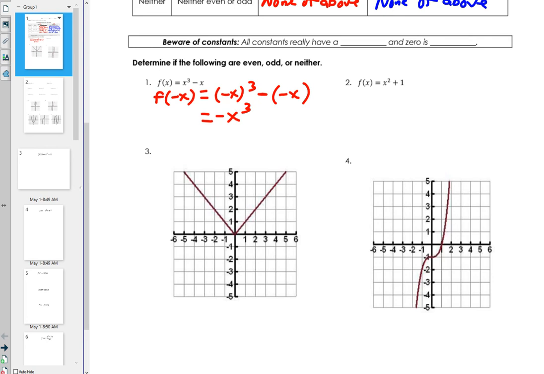On the next term, you don't really have to worry about exponents. But what's a negative negative? Positive x. So now I am done simplifying. Now all I need to do is compare.